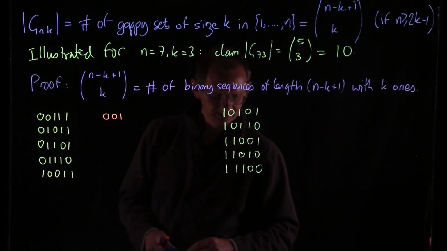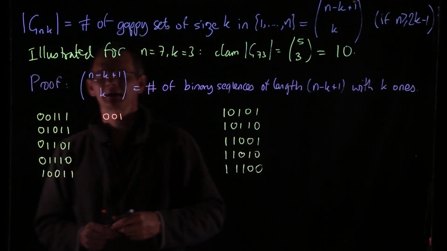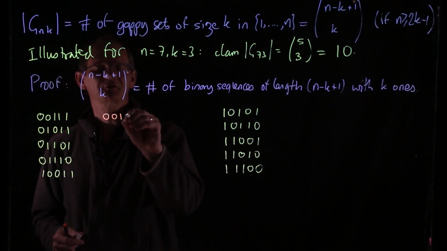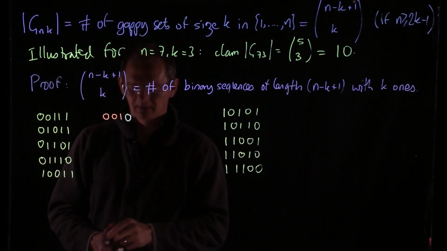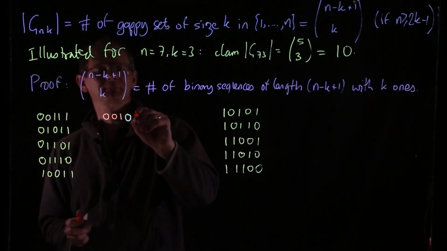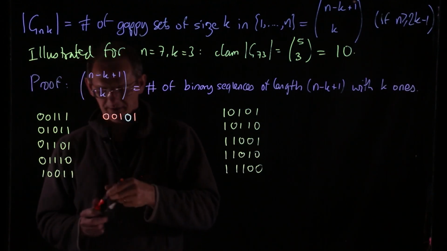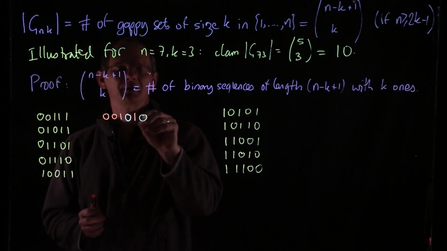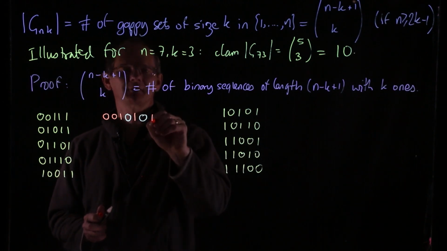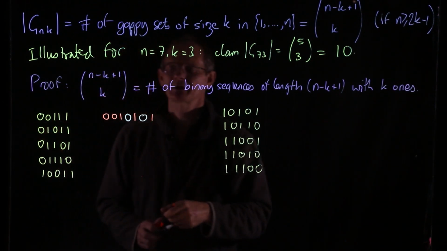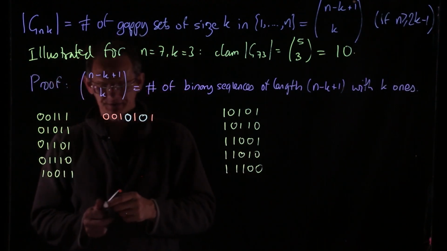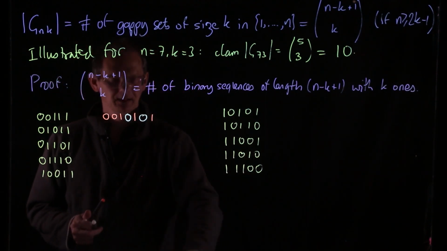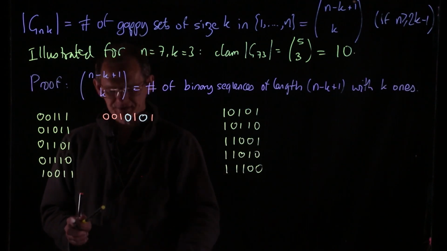So we're going to insert an extra 0 here, and then we put this one in, and then we've got this one here. Again, that needs to have a 0 inserted to the left of it. Now we started with an arbitrary sequence of length 5 with 3 ones, and we've got a gappy sequence of length 7 with 3 ones. And we can do that to all the rest of these.